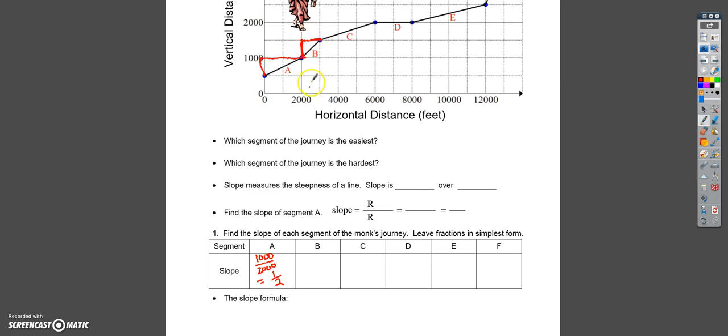And then these are by 1,000s: 1,000, 2,000, 3,000, 4,000, 5,000, 6,000, and this is 500, 1,000, 1,500, 2,000. So rise is 500 over run, which is 1,000, which would reduce to 1/2.